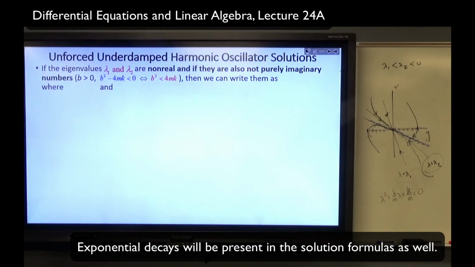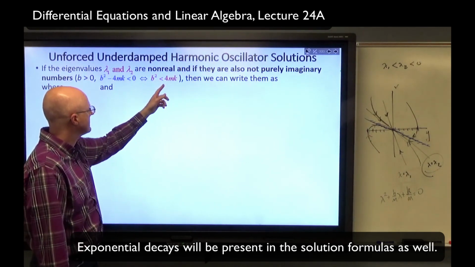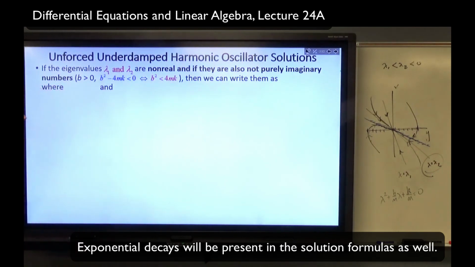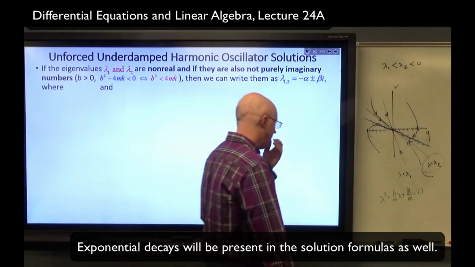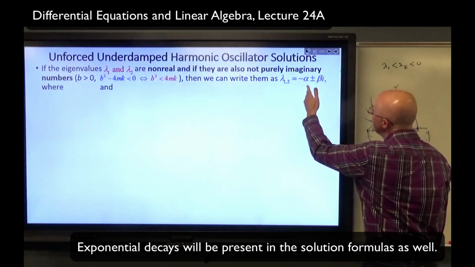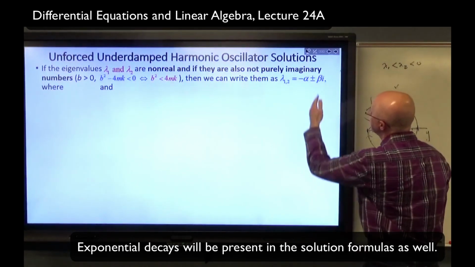B has to be still positive, but it's not too big. B squared must be less than 4mk, which means B is less than 2 times the square root of m times k. And we can write the complex numbers, eigenvalues, in this form, negative alpha plus or minus beta i. And in writing this in this way, here's where I'm assuming alpha is positive so that negative alpha is negative. And that's a negative real part.